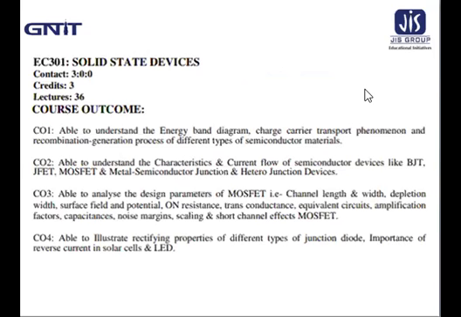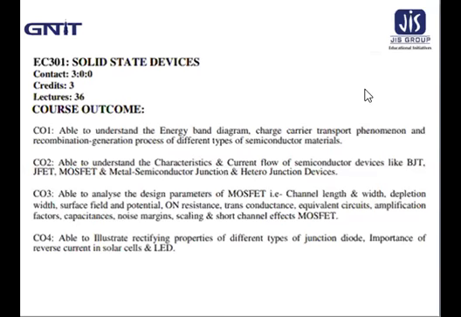The total number of lectures for this subject is 36, and there are four course outcomes. The first is being able to understand the energy band diagram, charge carrier transport phenomenon, and recombination generation process of different types of semiconductor materials. The second is being able to understand the characteristics and current flow of semiconductor devices like BJT, JFET, MOSFET, and metal semiconductor junction and heterojunction devices.